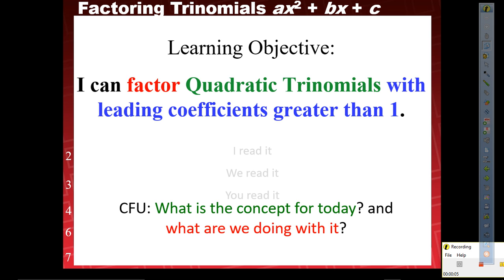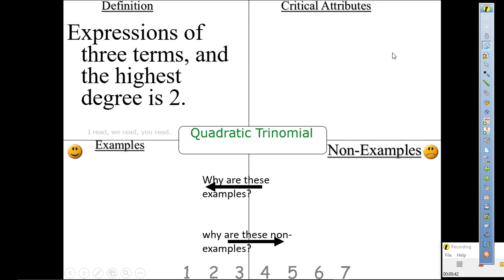Fill out your Frayer model without looking at your notes. Definition, one example, one non-example, and a couple of hashtags for quadratic trinomials. I'll give you some time for that. Okay, let's see the definition. Who got something similar to this? Expressions of three terms with highest degree 2.